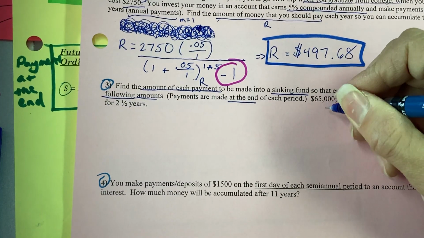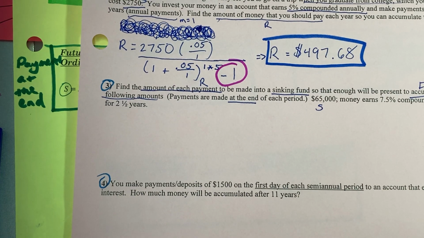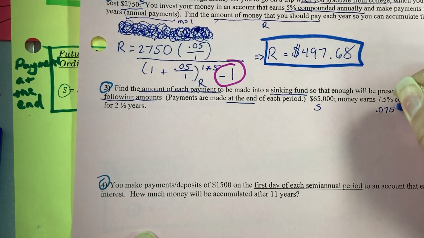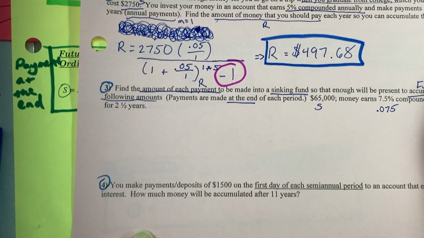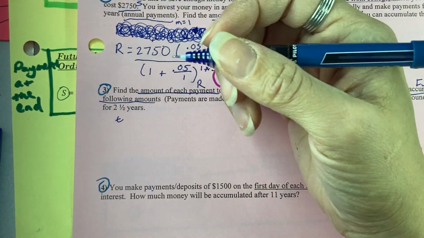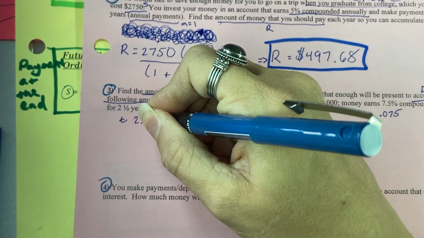So the $65,000, that's going to be our S amount. This is somewhere in the future. We've got 0.075 compounded quarterly. M is 4. And T, what are we going to use? 2.5.